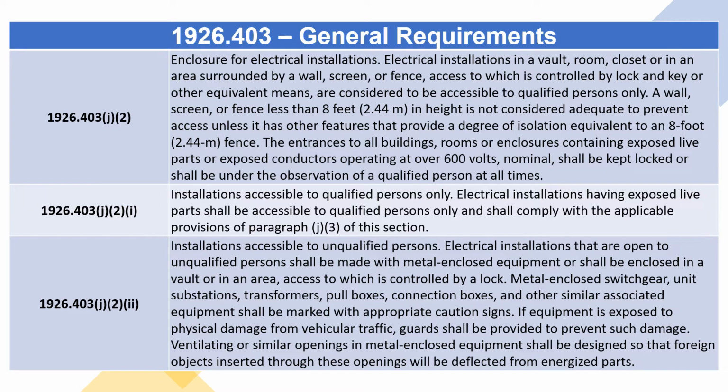The entrances to all buildings, rooms, or enclosures containing exposed live parts or exposed conductors operating at over 600 volts, nominal, shall be kept locked or shall be under the observation of a qualified person at all times. (j)(2)(i) Installations accessible to qualified persons only. Electrical installations having exposed live parts shall be accessible to qualified persons only and shall comply with the applicable provisions of paragraph (j)(3) of this section.